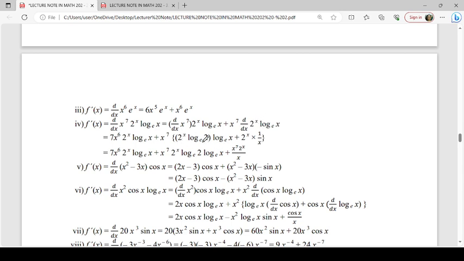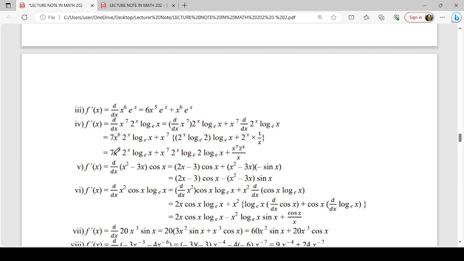So e to the power x: d/dx of a to the power x is a to the power x log to the base e of a, into log of x to the base e plus a to the power x, then log of x's derivative is 1 by x. So in this formula for log x, it is to be noted that the base must be e, then only we get 1 by x.